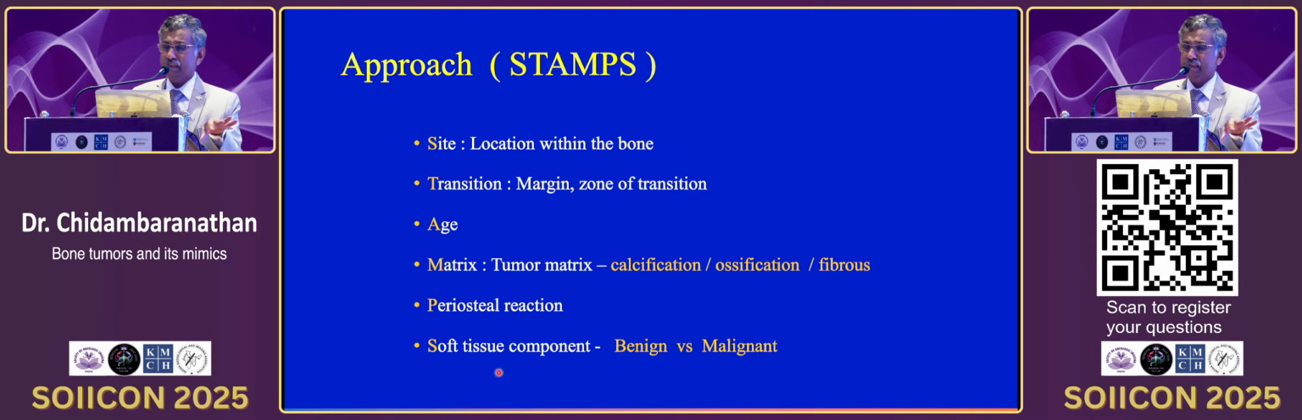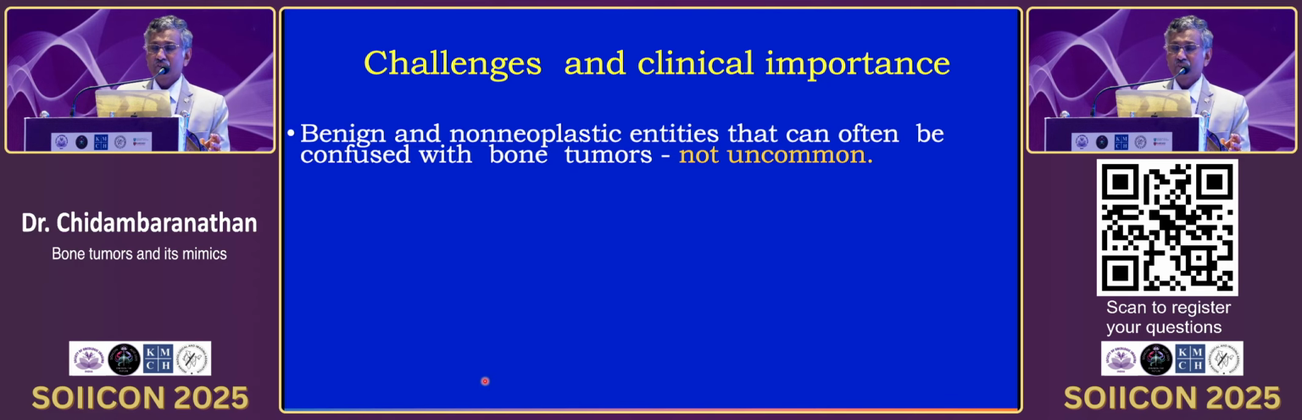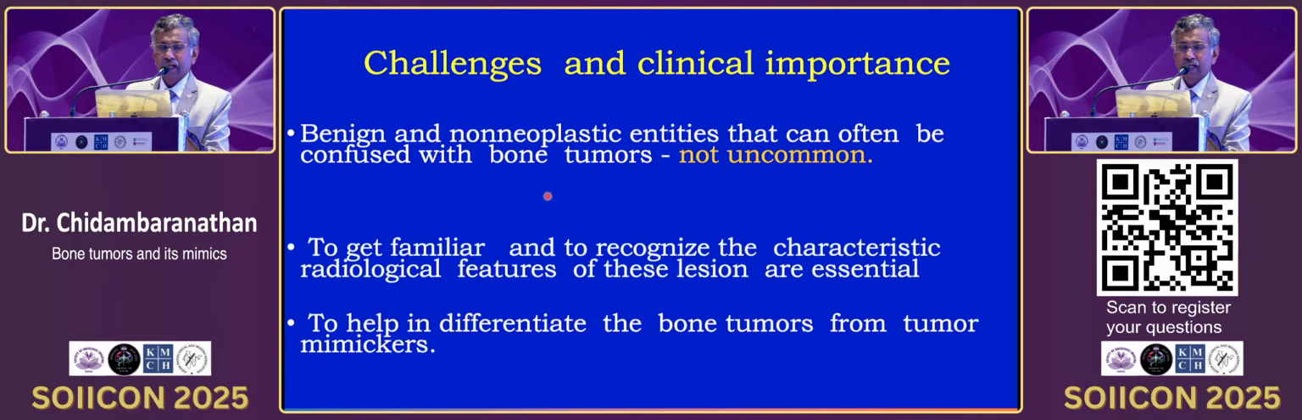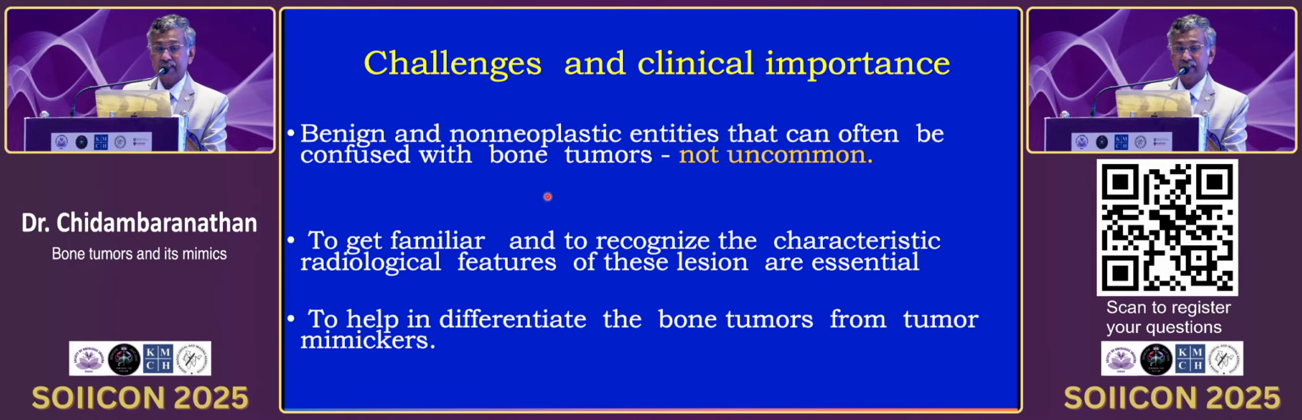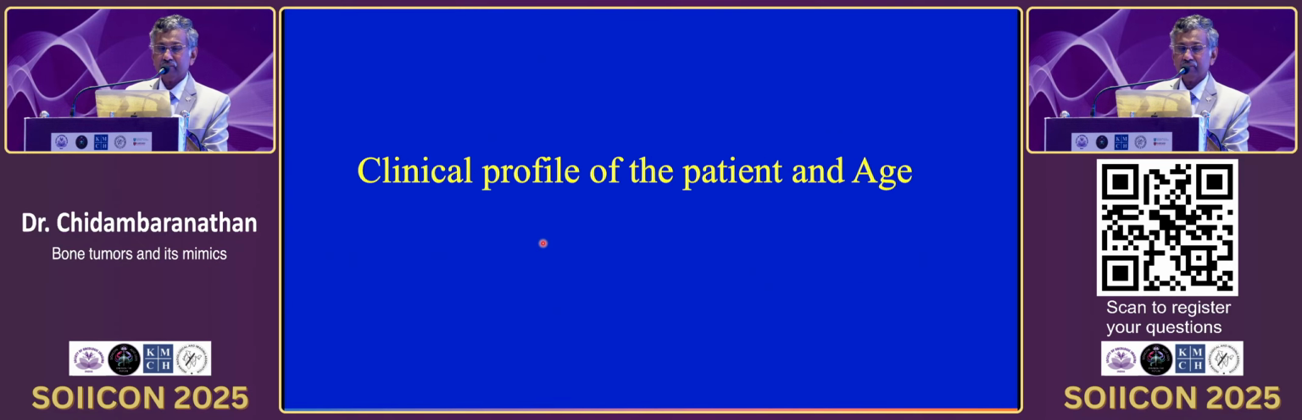A soft tissue component is most likely malignant, except in a few conditions. Benign conditions can also have a soft tissue component, like osteoblastoma. Having said that, what are the challenges for tumor mimickers? Benign and non-neoplastic entities can be confused with bone tumors. It's not very common, but it is commonly come across. To get familiar with and recognize the characteristic radiological features of these lesions is essential to help differentiate whether we are dealing with a bone tumor or a tumor mimicker.